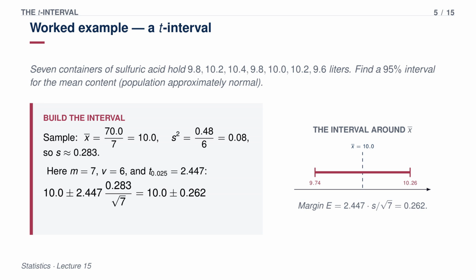Now the margin. n is 7, v is 6, t alpha over 2 is 2.447. So the margin is 2.447 times 0.283 over root 7, about 0.262.